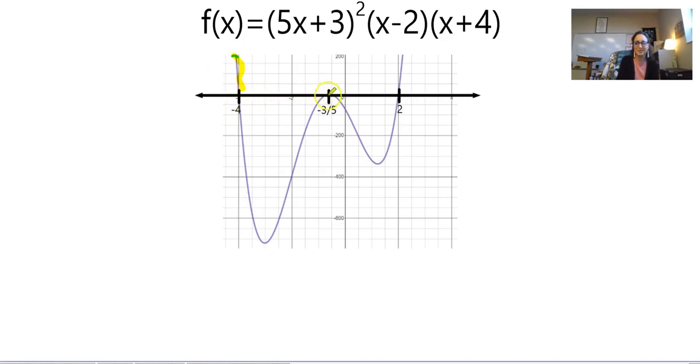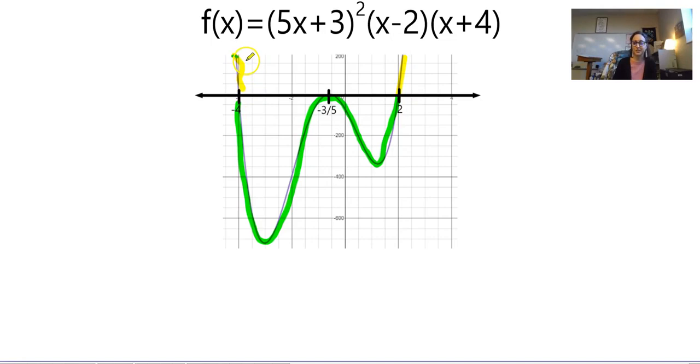Okay, from negative 4 to negative 3/5, are your y values positive or negative? They're all negative. They're all below the x-axis. So all negative y values there. What about from negative 3/5 to x equals 2, positive or negative y values? Negative y values, right, below the x-axis. And then what about from x equals 2 to infinity, positive or negative y values there? Positive y values, right? It's above the x-axis.